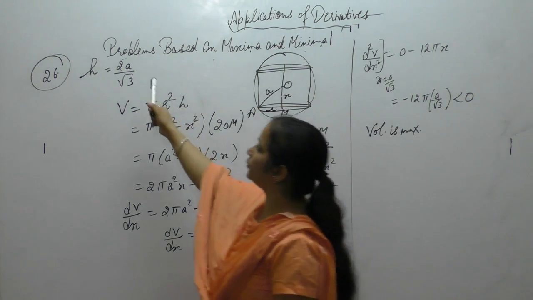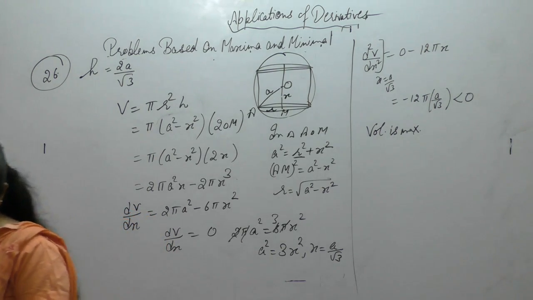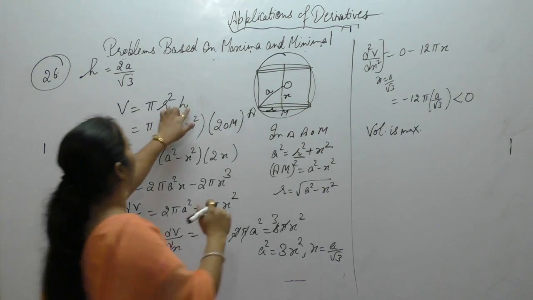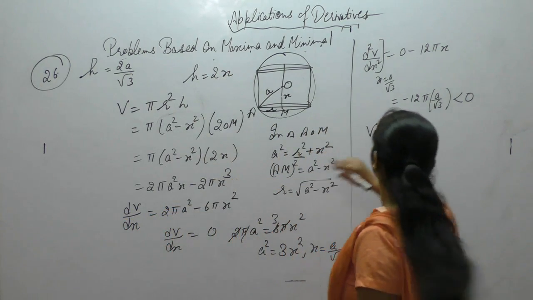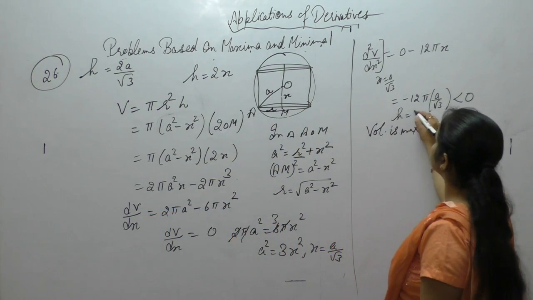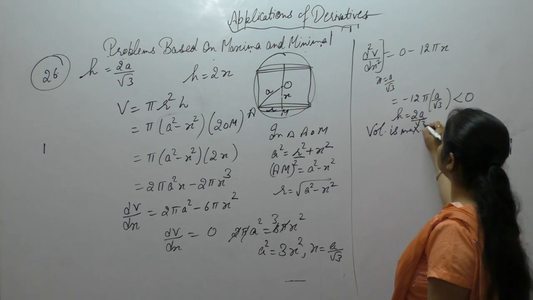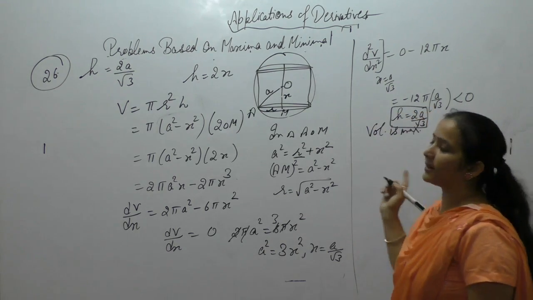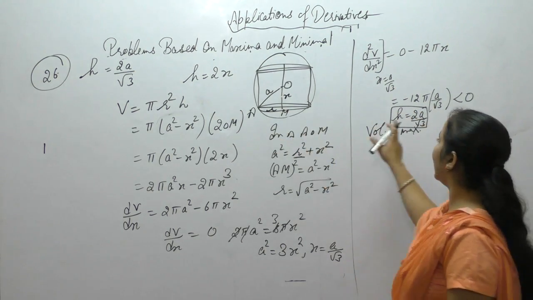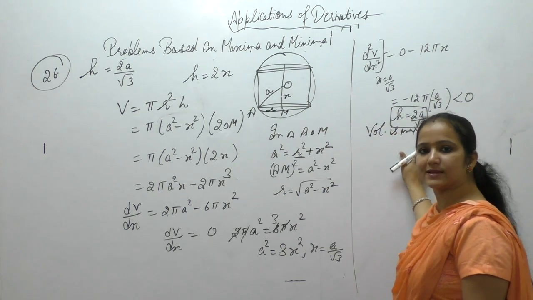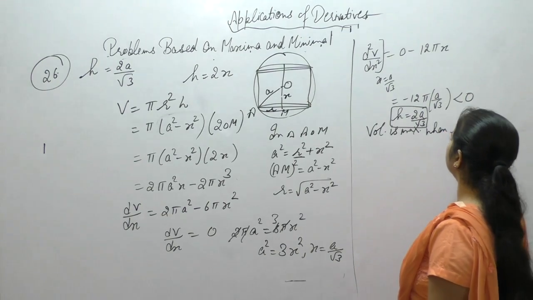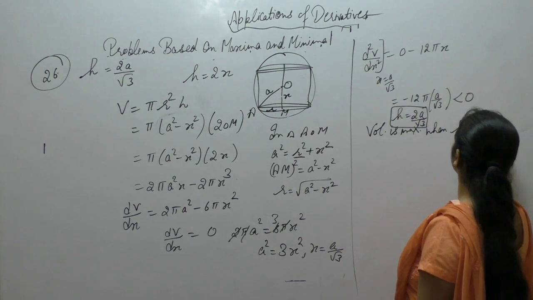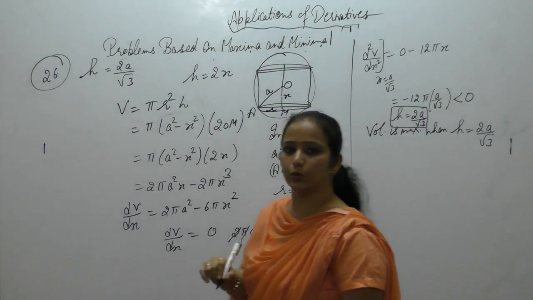Now we have to prove that height is equals to 2 times this. हमारे पास height क्या है? 2 into x. तो put the value. H is 2, x is A upon root 3. तो first condition हमारे पास proof हो गई कि when height is equals to this times radius of the sphere, volume is maximum when H is equals to 2A upon root 3.